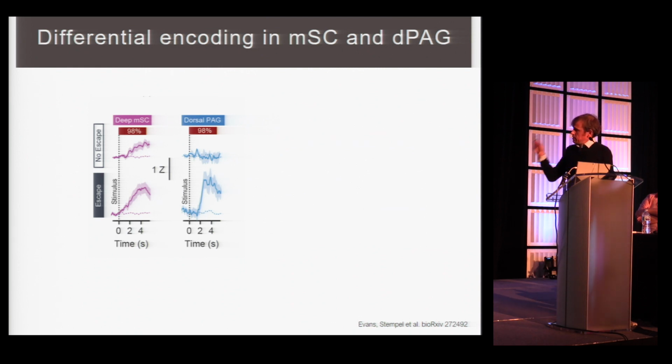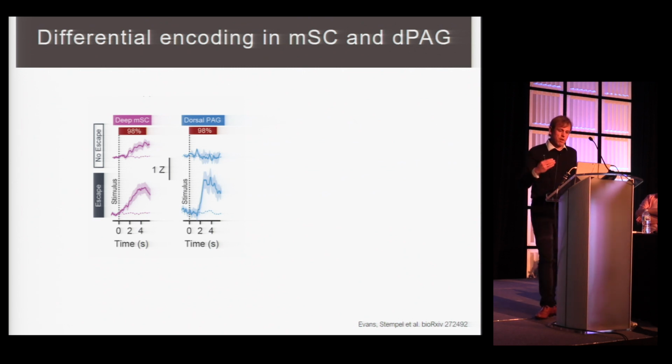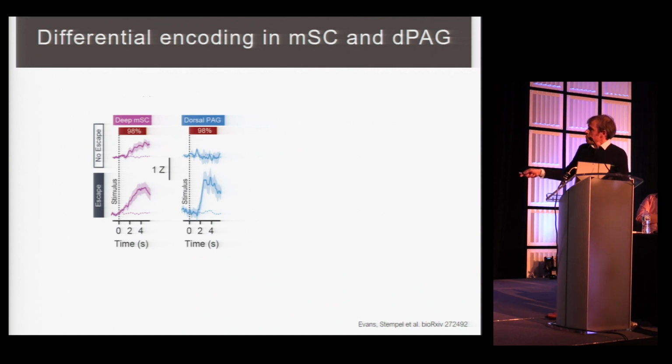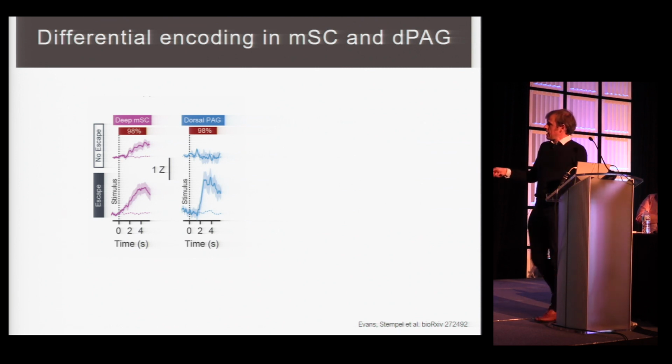And so the superior colliculus encodes indeed the presence of a threat stimulus, but the activity is also higher in trials where the animal has escaped. So it has a mixed representation of both the presence of the stimulus and the trial outcome. On the other hand, neurons in the periaqueductal gray are completely silent if the animal does not escape and are only active exclusively when the animal escapes.